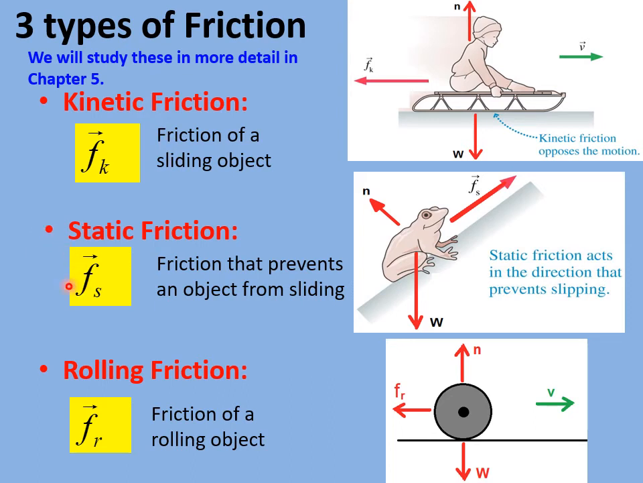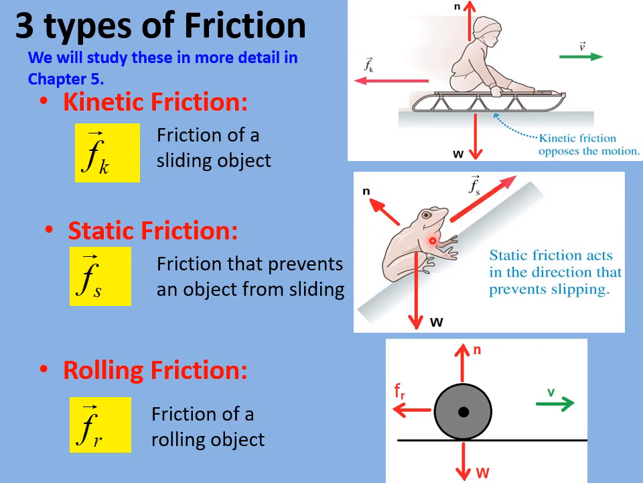So its symbol is F sub s for static. Static friction prevents an object from sliding. So here we see the frog sitting on a sloped surface. If this surface was slippery, of course, this frog would slide right down. But the frog is stuck there, whether because it's a rough surface or maybe the frog has sticky suction cups on his fingers. Whatever the case is, the static friction force is pointing upwards along the surface of the ramp because it's opposing his motion.